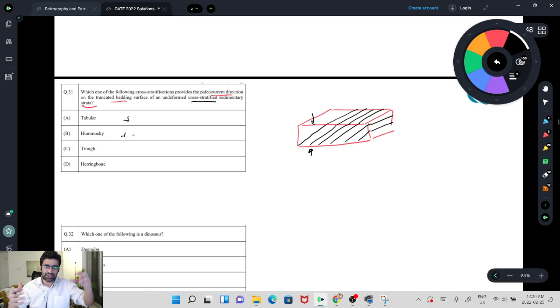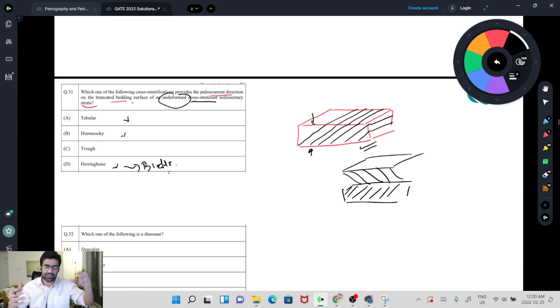Okay, how about herringbone cross stratification? They are actually bidirectional. Even they will be something like this. So this herringbone cross stratification will be like this only. It can be tabular also, and then it will actually give you 2 possible directions of paleocurrent. But in the truncated, undeformed means it cannot be soft sediment deformation. And truncated bedding surface, for example, from here, if you're looking at it, can you find the paleocurrent direction if you look from here?